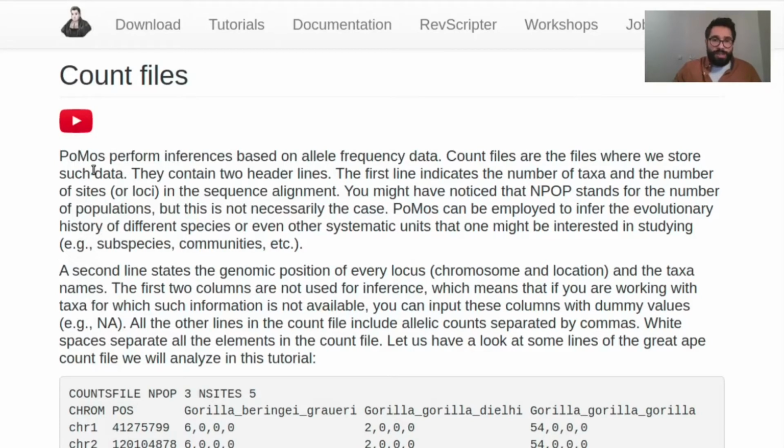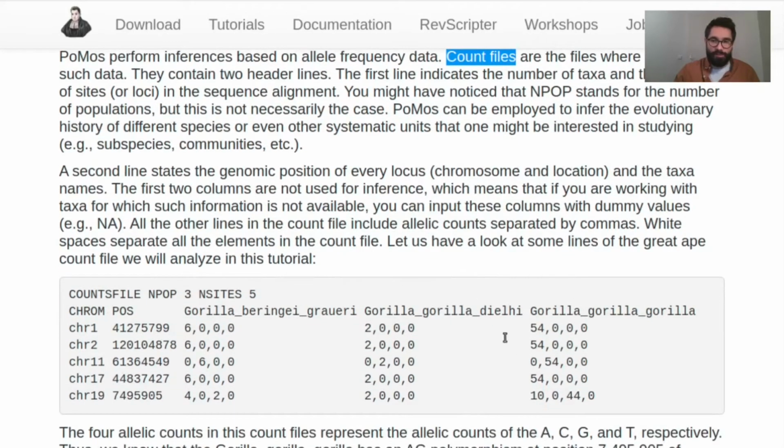Differently from the standard nucleotide substitution models, POMOs feed on allele frequency data. So essentially, we have to tell whether the site is polymorphic or fixed. And we tend to organize these allele frequency data using count files. Count files have, of course, universal features that I'm representing here.